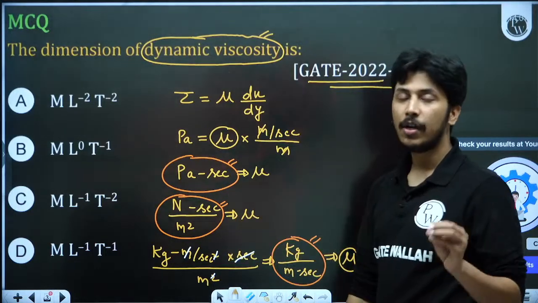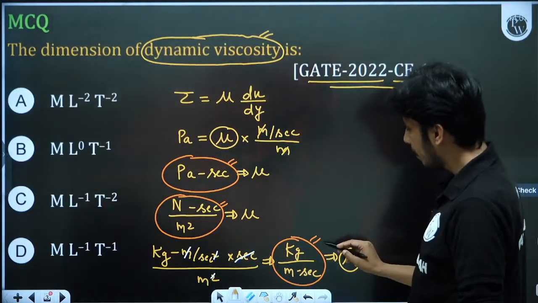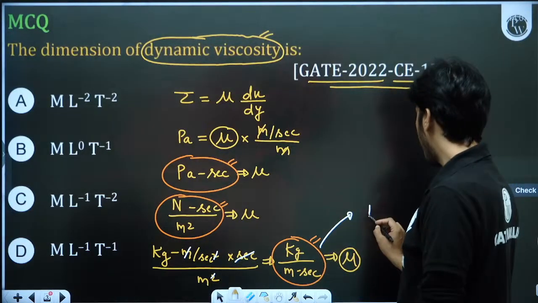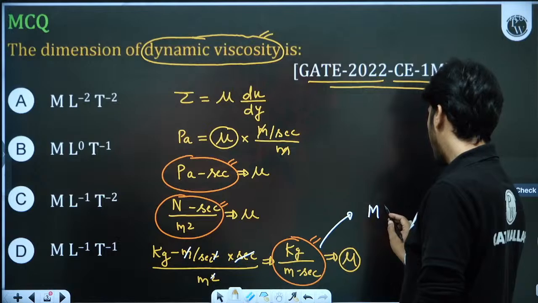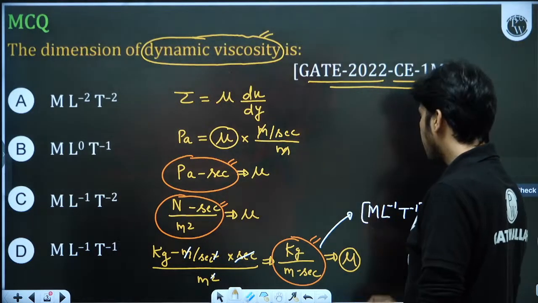Dimension is only in MLT or FLT. So in MLT, if you want to calculate dimension, it will come out from here, because this is in mass, length and time. So M into per meter means L raised to power minus 1, and per second means T raised to power minus 1. In MLT, this is the dimension.